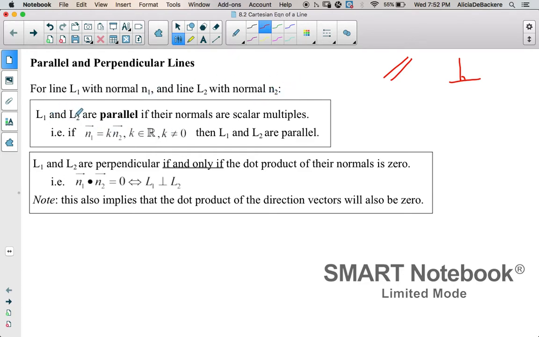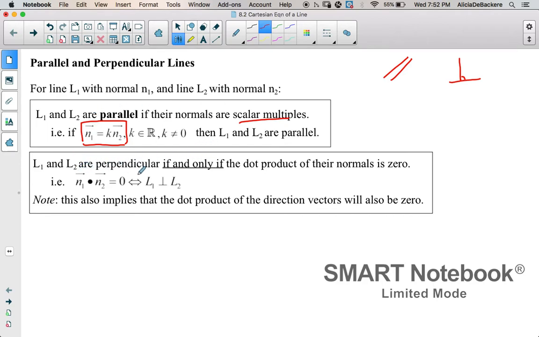So L1 and L2 are parallel if their normals are scalar multiples of each other. So what that means is that n1 would be equal to some number k times the n2 vector. And so that number k can be any real number where, of course, it cannot equal 0. So some other number other than 0. And if I can write the normal vectors in an equation like this, then I know that the two lines are parallel.